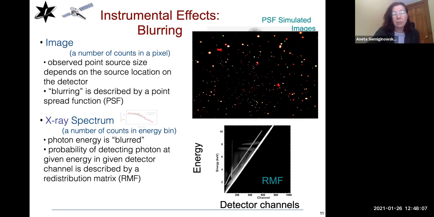And then the X-ray spectrum has similar blurring. The energy of the photon is not recorded precisely. There is some probability that the energy is detected in different detector channels. For example, there is some probability that channel 400 will record the energy of 6 kiloelectronvolts, but it can also record the energy of 8 kiloelectronvolts. So there is this non-uniformity in detecting the energy of the photon.